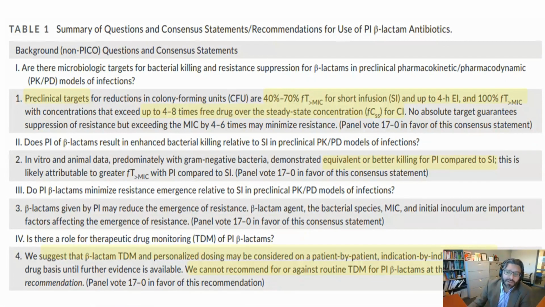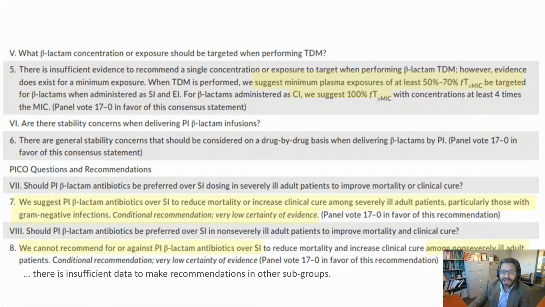We saw equivalent or better killing for prolonged infusion compared to standard infusion. We didn't really see any additional harms that were identified. We already went over recommendation 4 and recommendation 7. The other thing I'll point out is that the clinical data tended to mirror the preclinical data. That is, that the clinical data tended to come up with the same numbers that we saw preclinically. So 50 to 70% free time over MIC. And then for our prolonged infusions, again, trying to hit at least 100% free time over MIC, and maybe up to as much as 4 times that value.